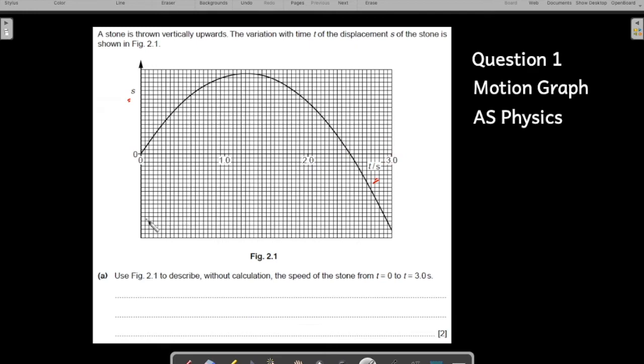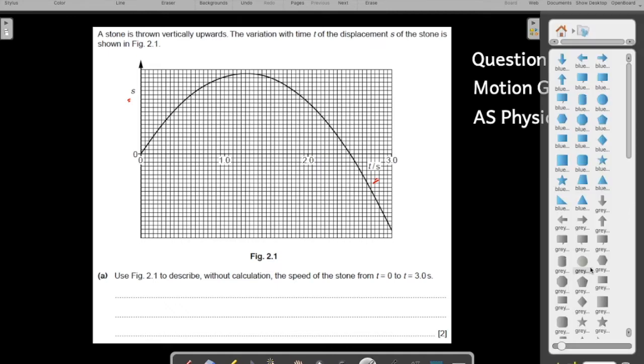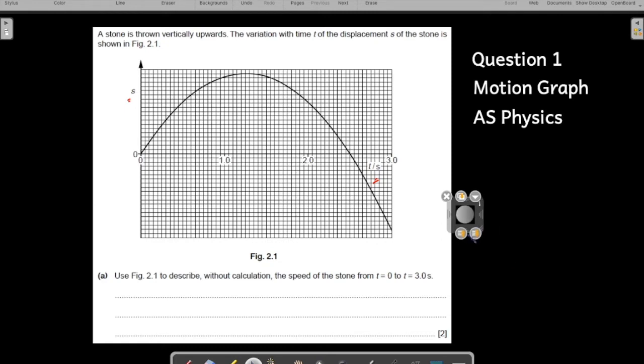So first let us understand what is happening here. A stone is thrown vertically upward and the variation with the time t of the displacement of the stone is shown in this picture. Let us draw a picture of it. Let us draw a stone. Let us take a small piece of stone. It is thrown vertically upward.